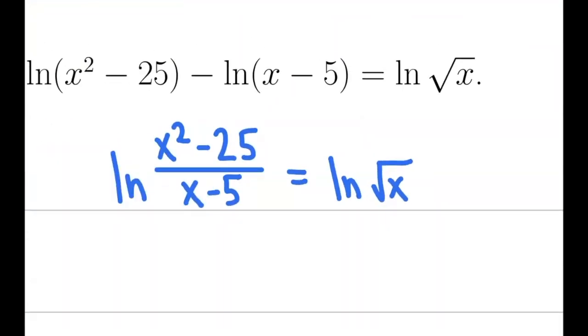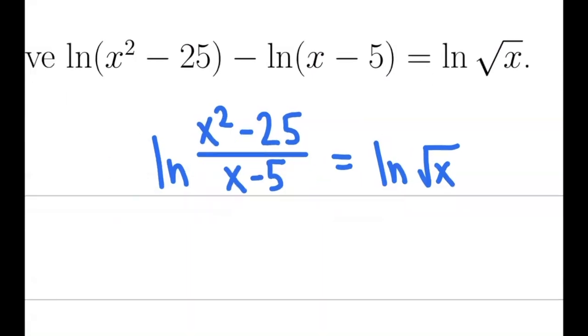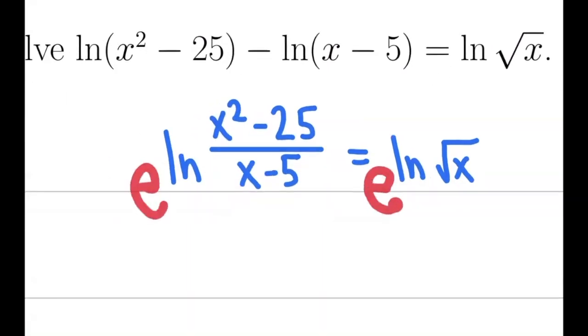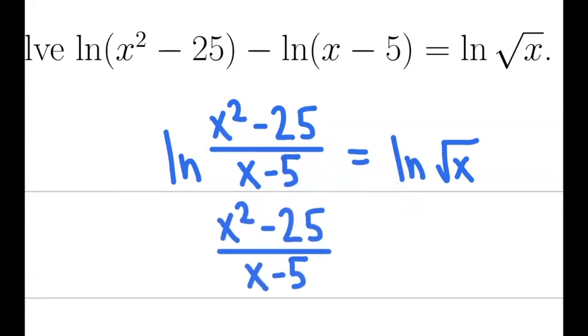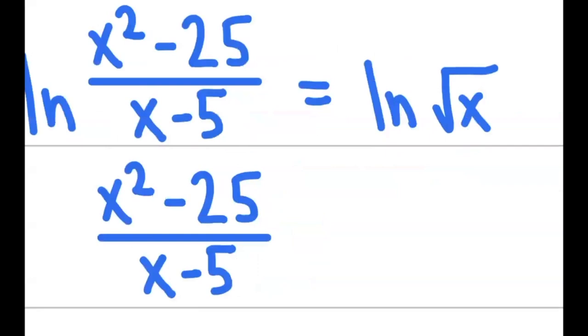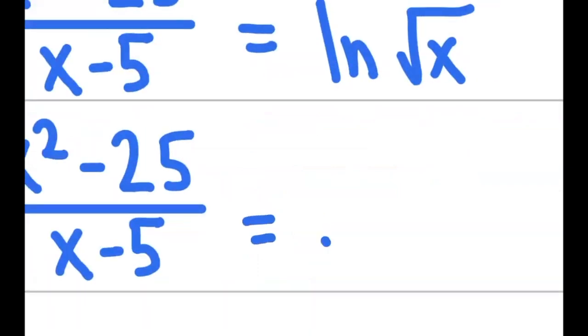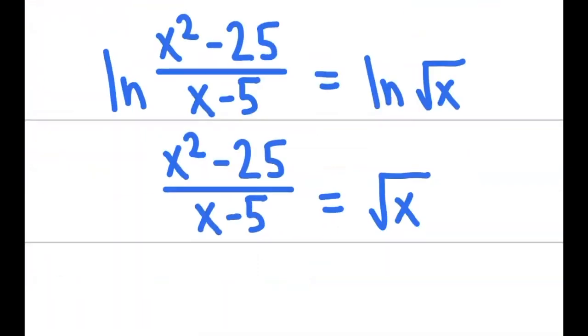I need to get rid of the log, the natural log specifically. So what do I need to do? What's the magic word? Exponentiate with base e this time. Absolutely. So base e, and the natural logs will cancel out very nicely. And you'll just be left with x squared minus 25 over x minus 5 equals the square root of x.